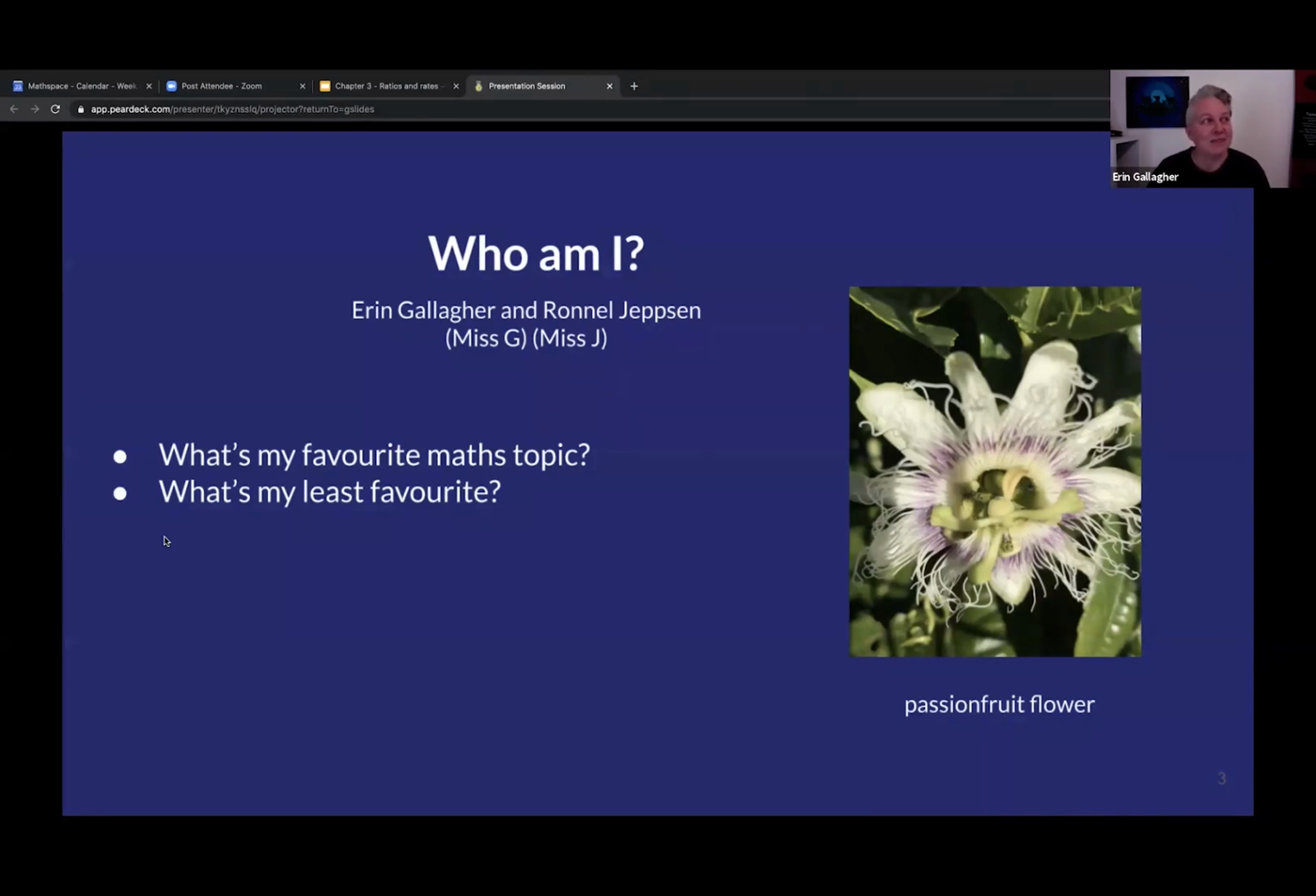My least favourite maths topic, probably geometry. Not a fan of geometry. I like shapes and I can deal with them and they've got rules and stuff like that, but doing stuff with geometry, yeah, not my favourite. If I had to pick, I'd probably choose something else if I could. What about you, Miss J?